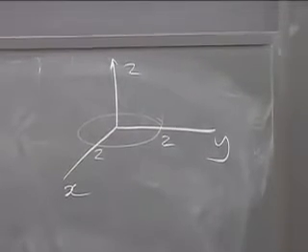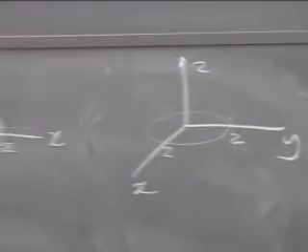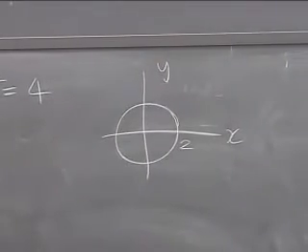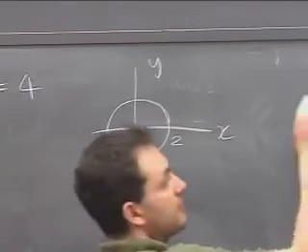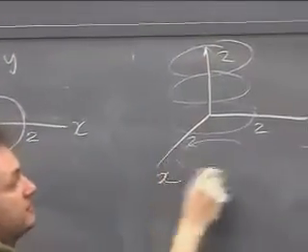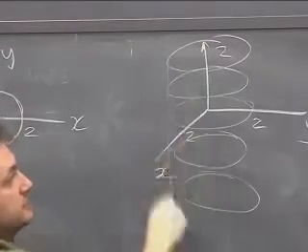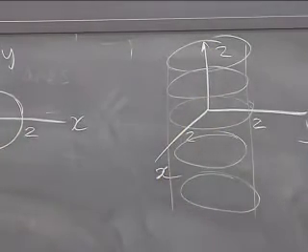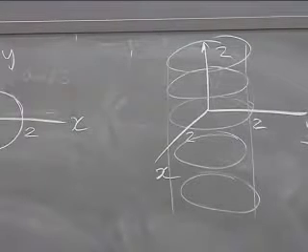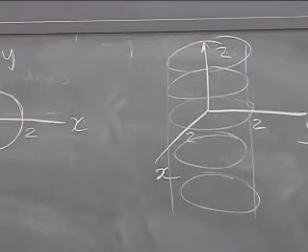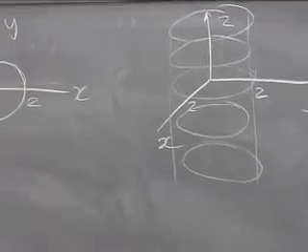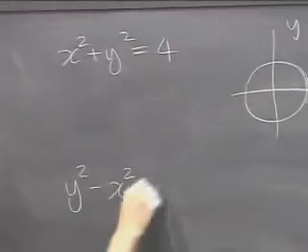But that equation doesn't tell us anything about z. So z is free, which means z can be anything. That means you've got to replicate that circle at every height, and you get a cylinder. So if one of the variables is missing, you basically get a 2-dimensional graph that just moves up and down in a cylindrical fashion. What if you had y squared minus x squared equals 4?